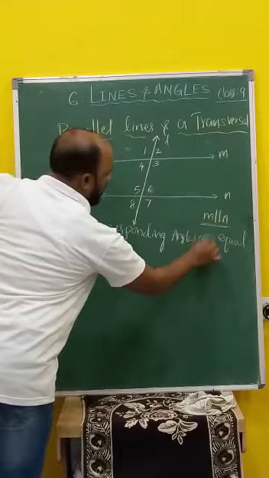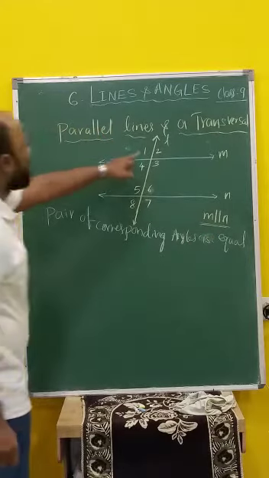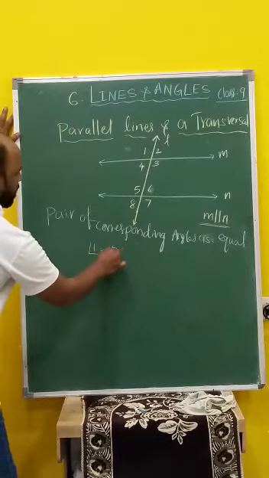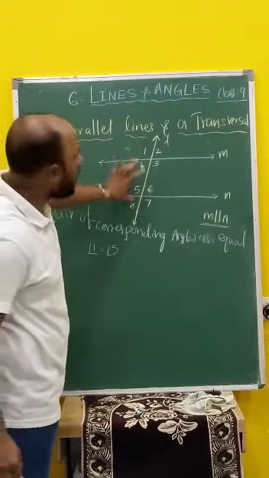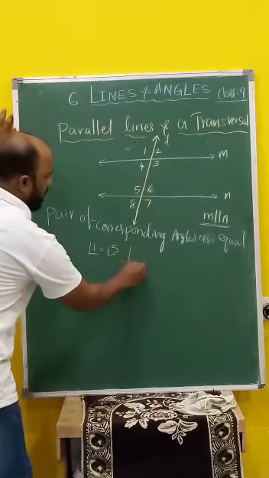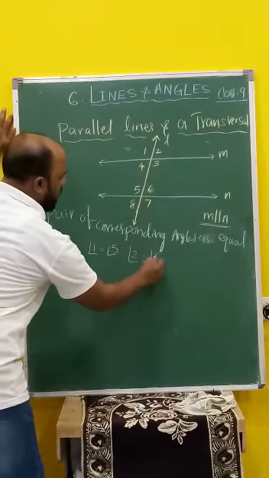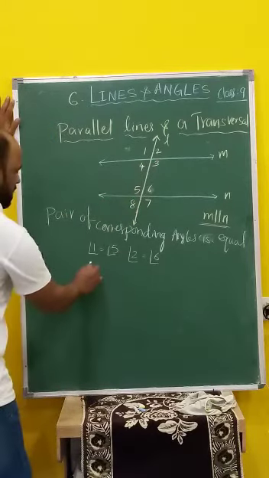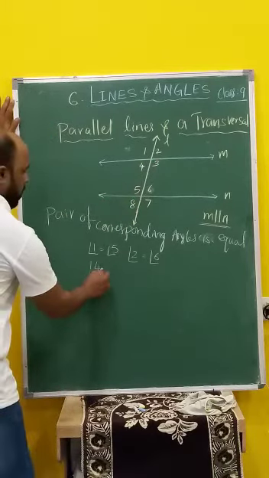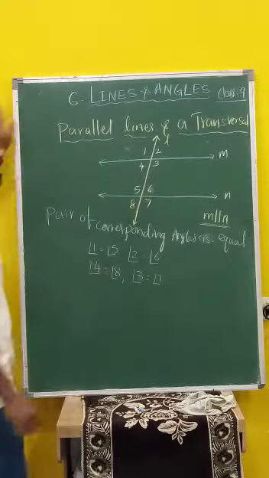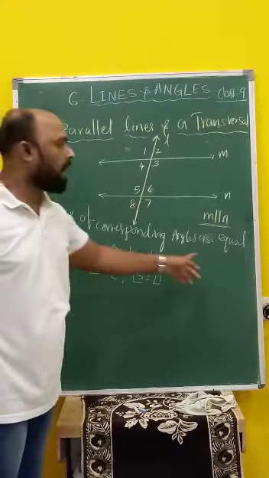Easy, you can write because there is only one here. Angle 1 is equal to angle 5. Next, angle 2 is equal to angle 6. Next, angle 4 is equal to angle 8. Next, angle 3 is equal to angle 7. These are the pairs of corresponding angles.